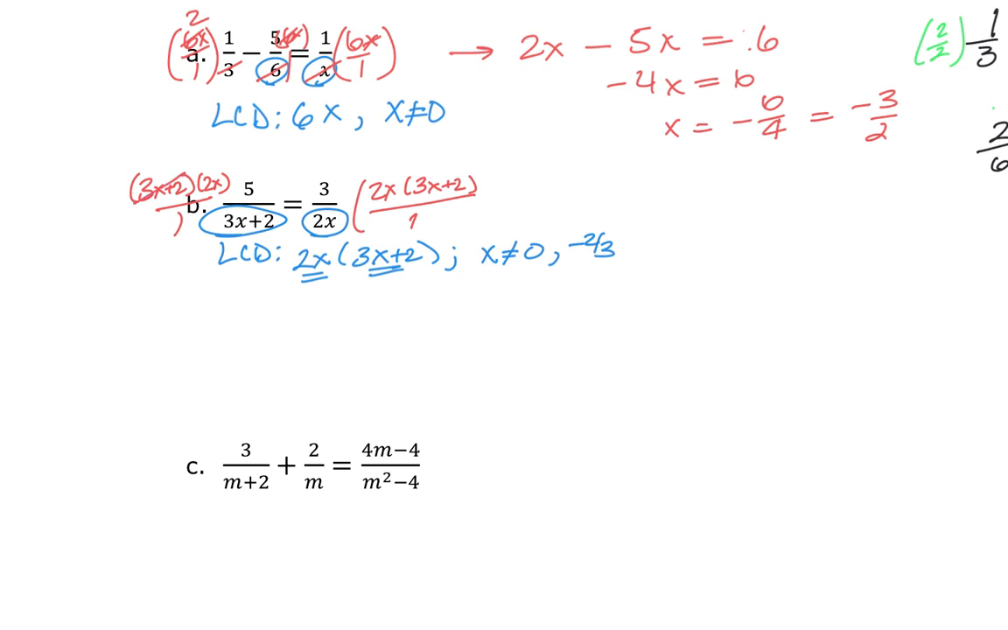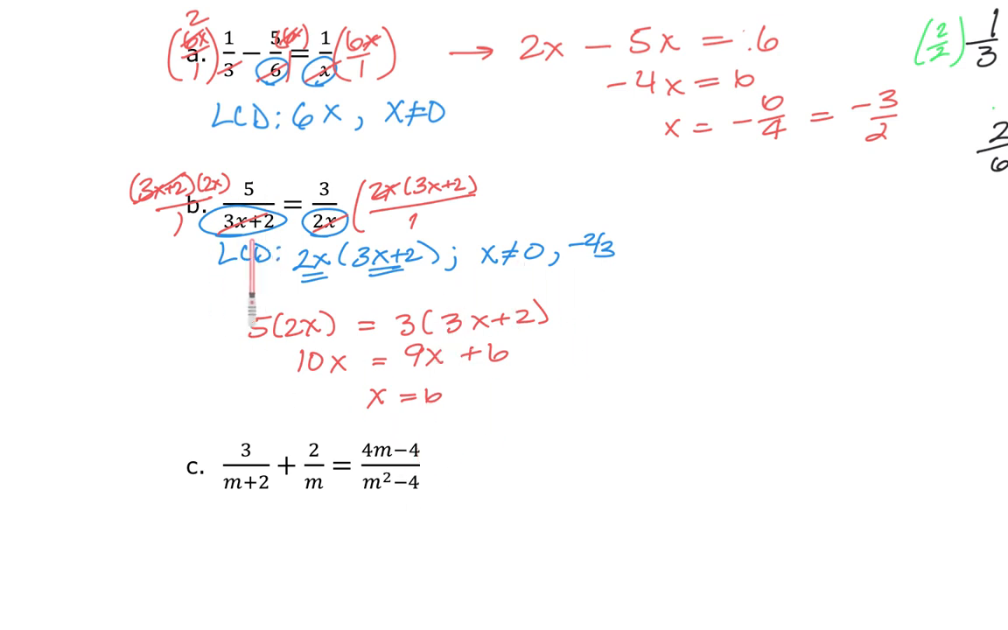The left-hand side, the 3x plus 2 cancels, leaving me 5 multiplied by that 2x. On the right-hand side, the 2x's cancel, leaving me 3 multiplied by 3x plus 2. On the left-hand side, I'm going to get 10x. On the right-hand side, I'm going to get 9x plus 6. I'm going to bring the 9x to the left-hand side, and so I get x is equal to 6. So this is not a restriction, so that's good.